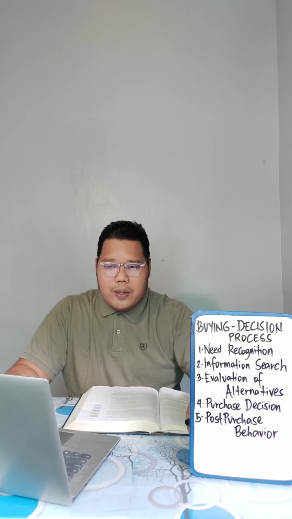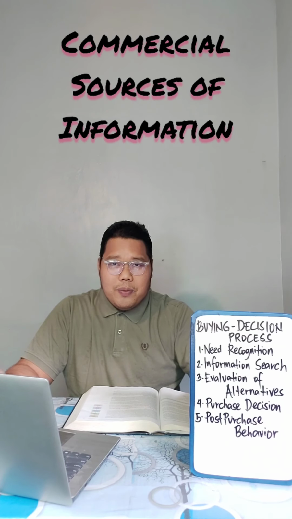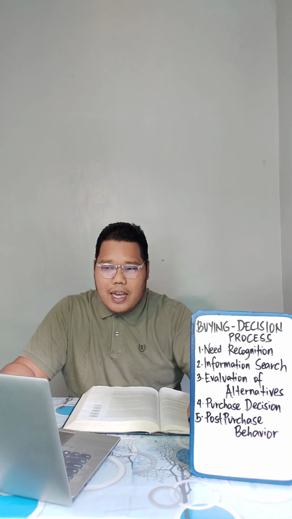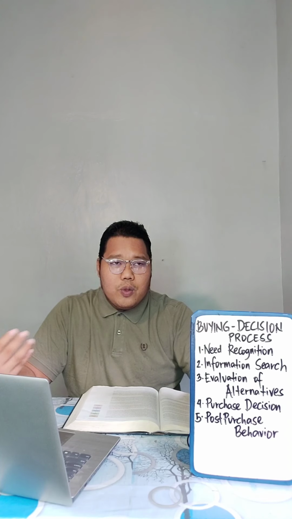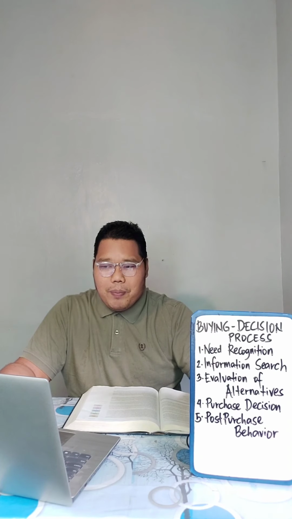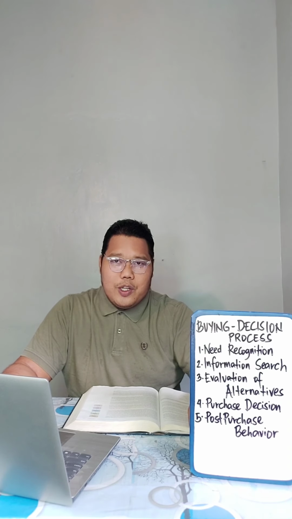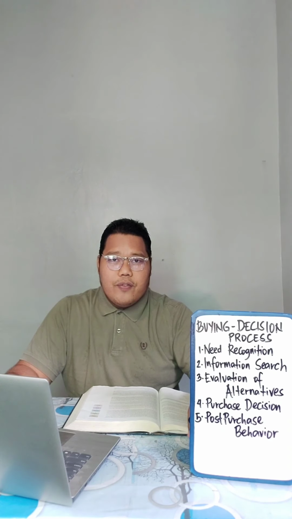Those are your first personal sources of information. Commercial sources of information may include advertisement or browsing website or talking to salesperson, talking to dealers, the packaging of the product, the display of the product in the store. So those are your commercial sources of information.